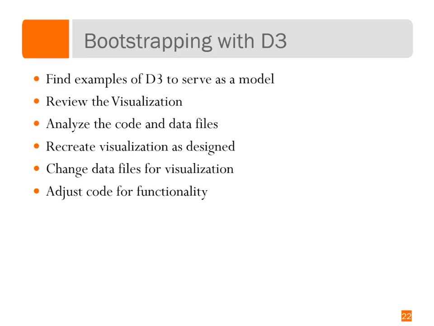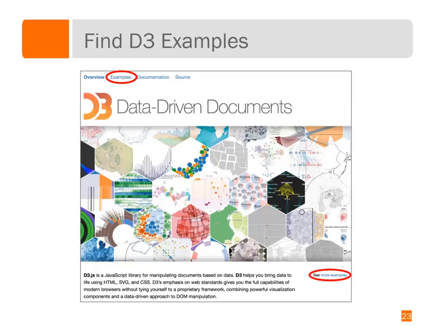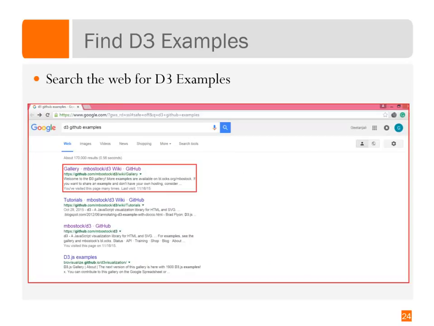So where can I find some of these examples to bootstrap with? The D3 organization has a whole set of examples online. If you search for data-driven documents, you will find this particular library. You can click on examples, and as you'll see in the center of the screen there's all kinds of different data visualization examples that you can use as a model. You can also run a search for different locations, and here I've run a search for some examples and found Mike Bostock's library on GitHub.